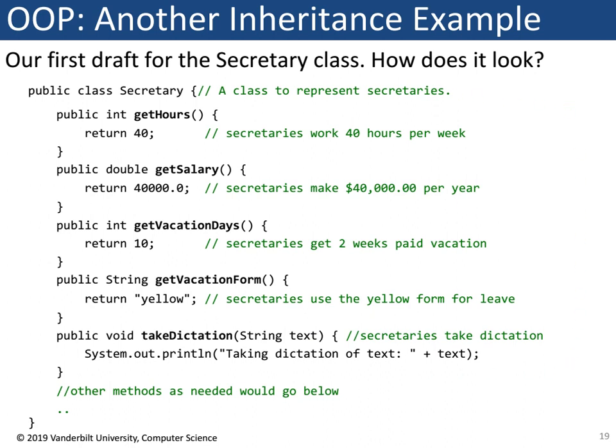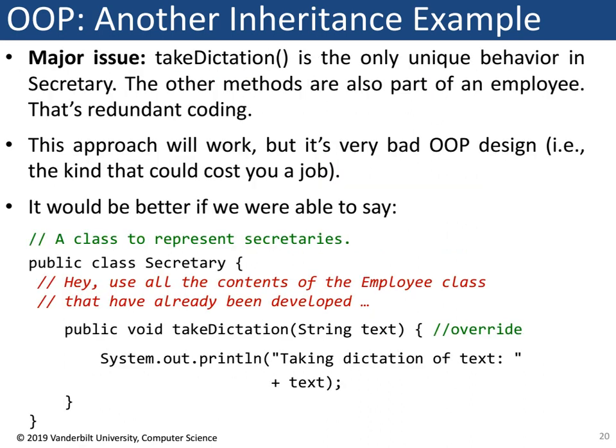We've written redundant code. Hopefully by now, anytime you realize that something is being coded redundantly, you know that's a problem. There's a big problem because the only unique behavior in the secretary class is that it's capable of taking dictation. The other methods are all part of the employee. Again, we have duplicated work and made redundant code. This will work, but it's very bad object-oriented programming design.